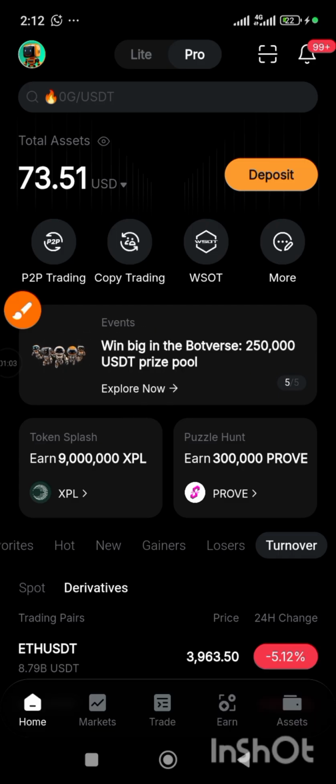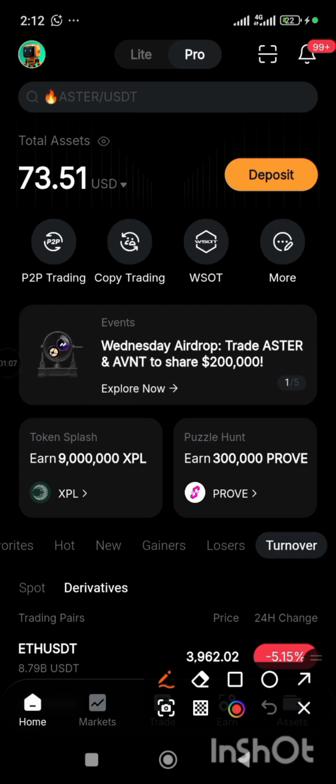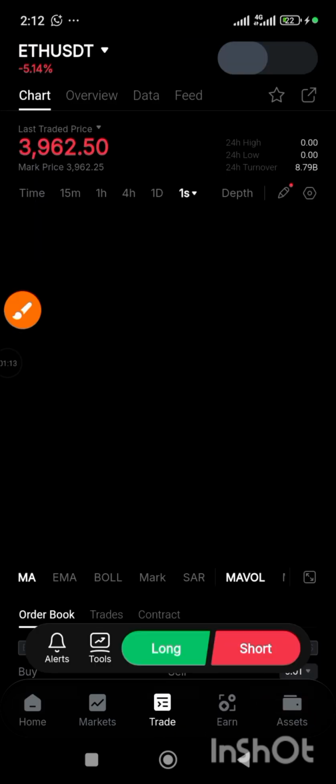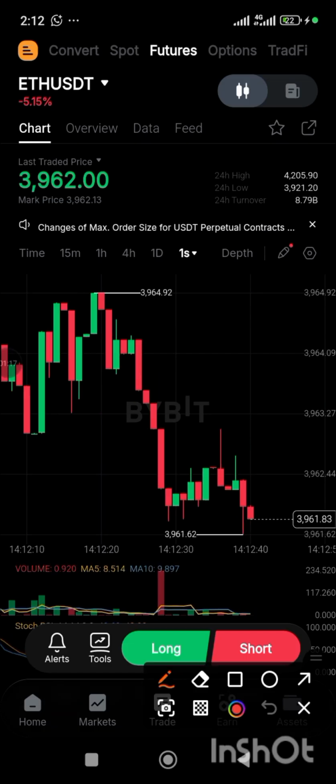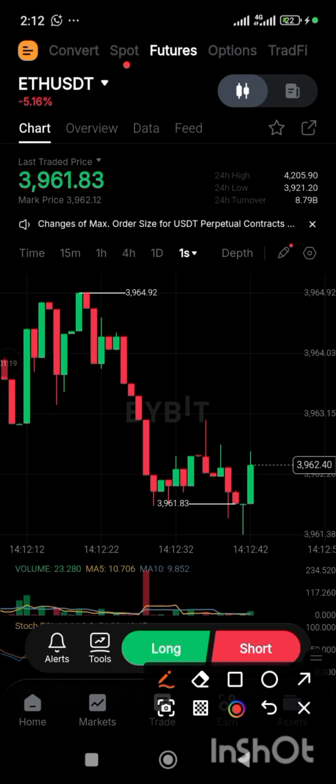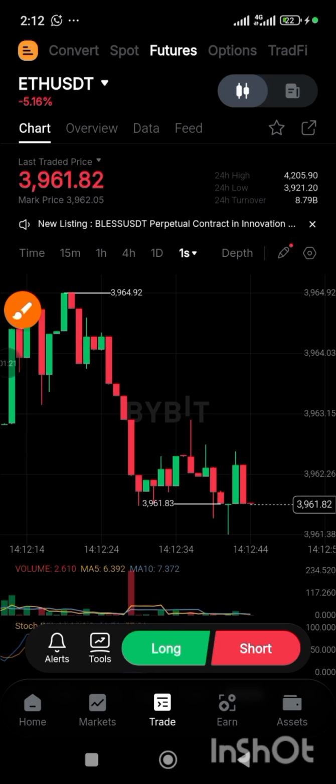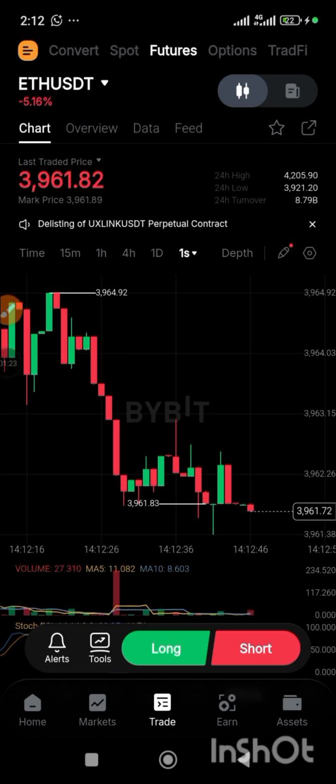Where do I go to? You go to your trade zone. This is my trade zone. You go to your trade zone and get your coin. Once you click on this trade, you're going to have an interface like this. Remember, we're buying on spot. This is spot trading we're doing, not futures.